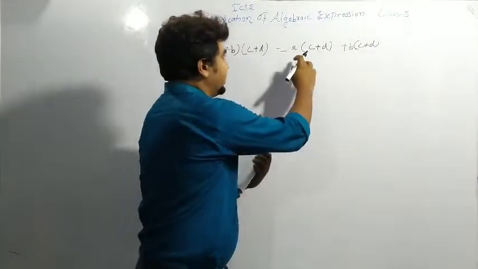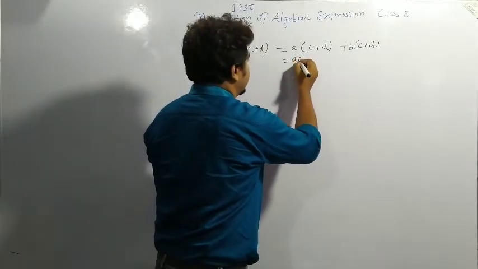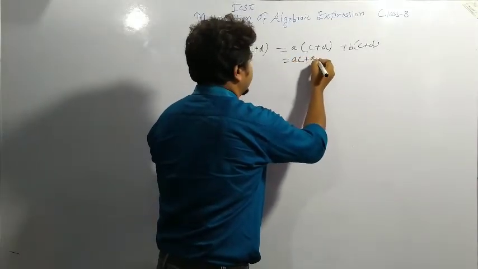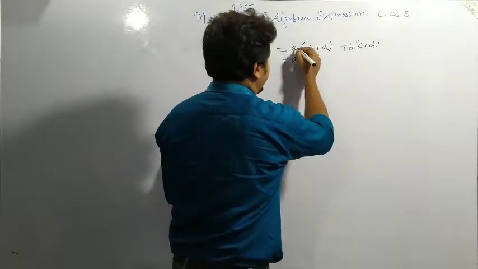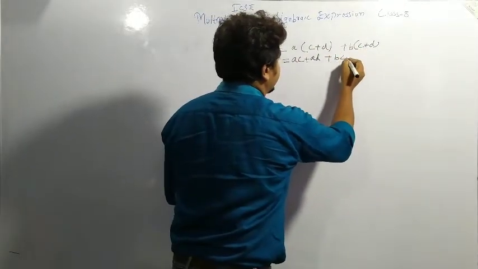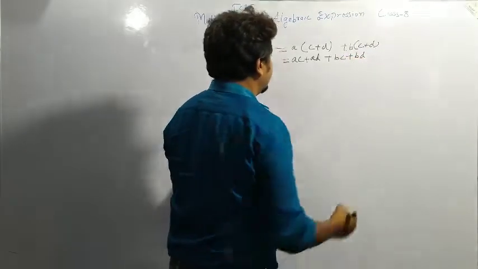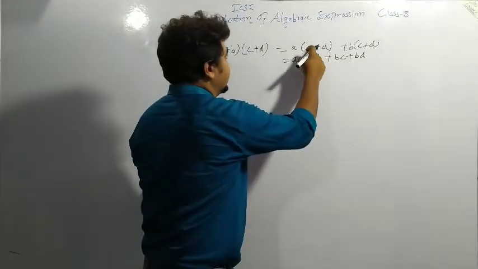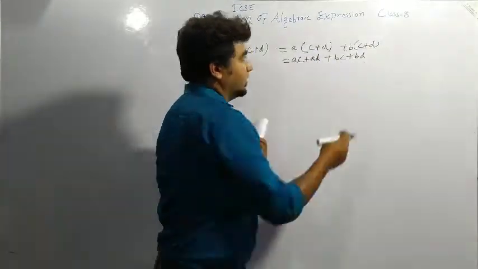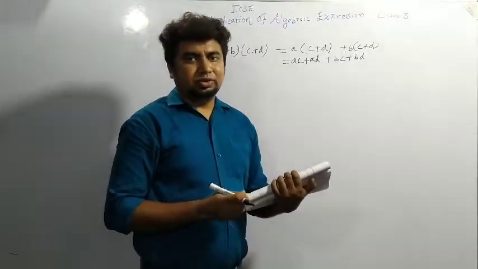When we further multiply this, what will we get? AC plus AD, A into D is AD, plus B into C is BC, plus B into D is BD. So this is AC plus AD plus BC plus BD. So this is the product of a polynomial with a polynomial.